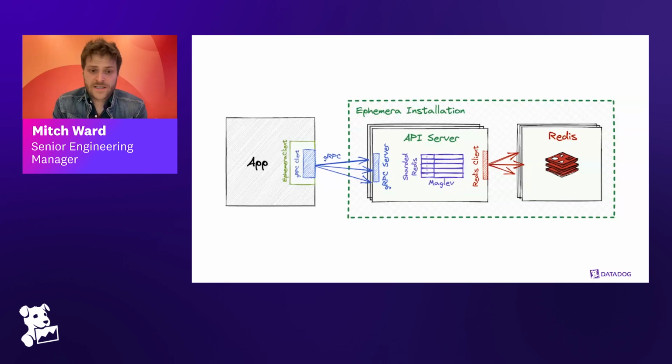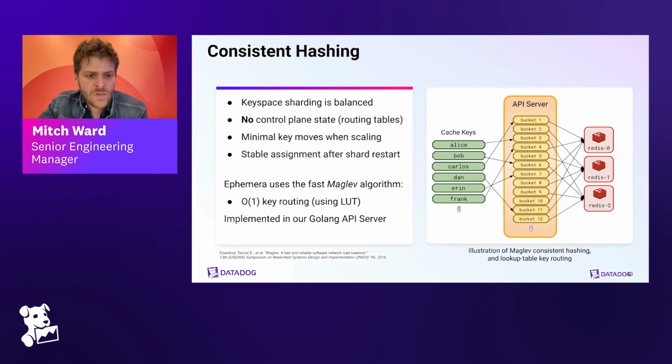I think one of the most interesting parts of it is how we route requests. That's that purple box in the middle of the API server. We call it our sharded Redis library, and I wanted to chat a bit more about that. That sharded Redis library uses consistent hashing. Consistent hashing, if you haven't heard of it, is basically an algorithm to shard a workload across multiple backends. Some of the features of consistent hashing is that it distributes the key space balanced across the backends, and it does that using no control plane state.